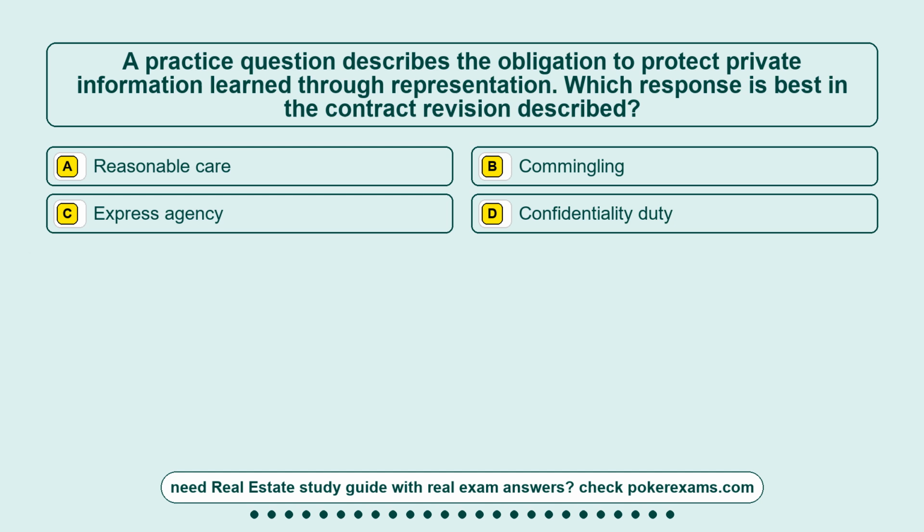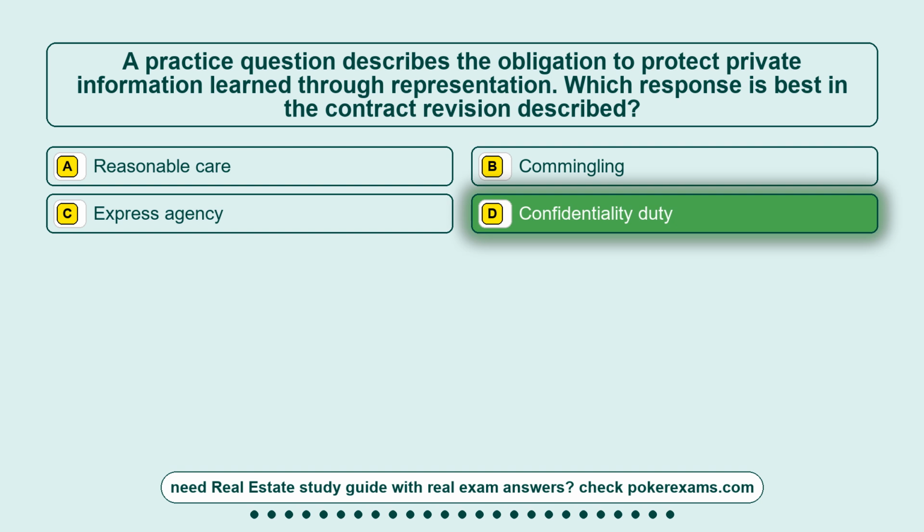Question 20. A practice question describes the obligation to protect private information learned through representation. Which response is best in the contract revision described? Option A, reasonable care. Option B, commingling. Option C, express agency. Option D, confidentiality duty. The correct answer is option D, confidentiality duty.